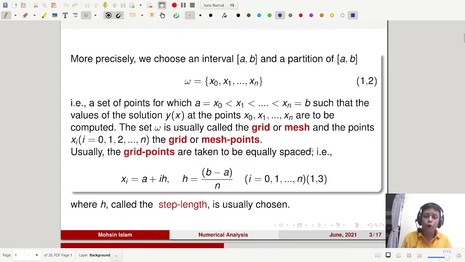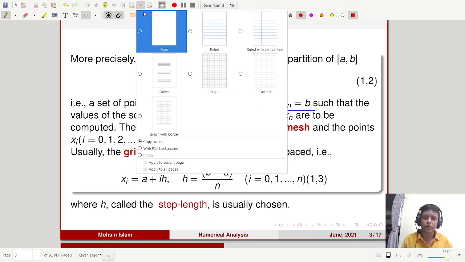Now, more precisely, we choose an interval [a, b] and a partition of [a, b]. So let us divide the interval [a, b] into small subintervals. That means the partition of [a, b]. The points of the partition are taken as a set omega: x0, x1, ..., xn. That is a set of points for which a = x0 < x1 < ... < xn = b. That's the partition.